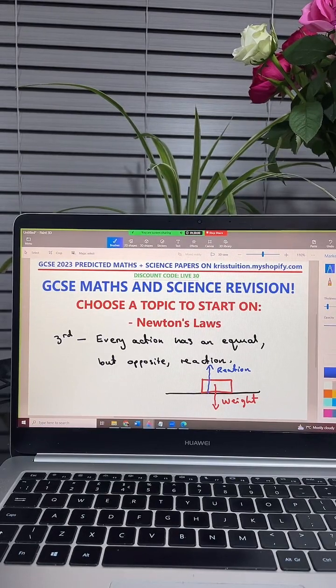Okay, if this wasn't true, if there wasn't an equal but opposite reaction, then the box, because of its weight, would continue traveling through the earth. It would dig through the ground and continue traveling through the earth, which is impossible, right? That's not happening. So there's an equal but opposite reaction keeping it still. Okay, are we happy with that?